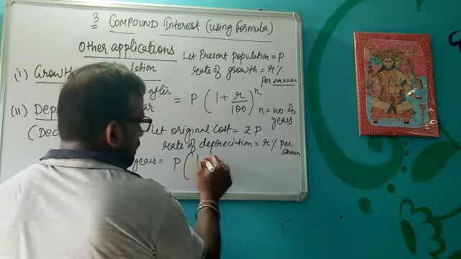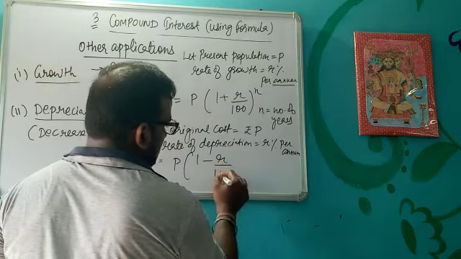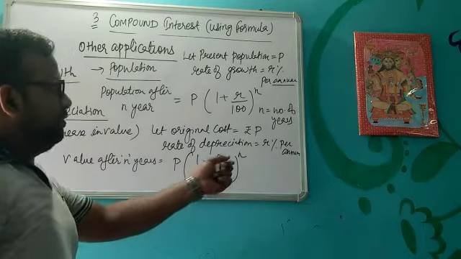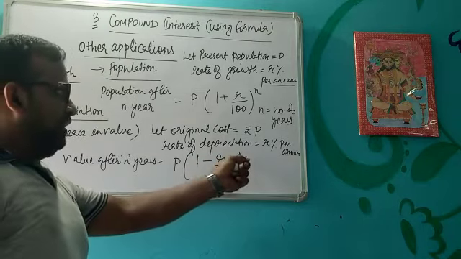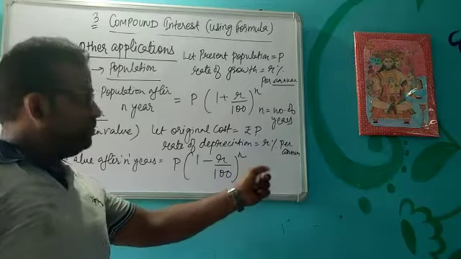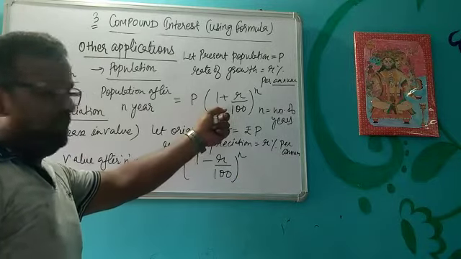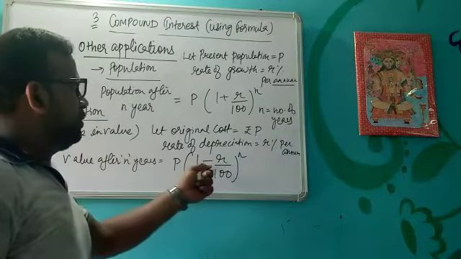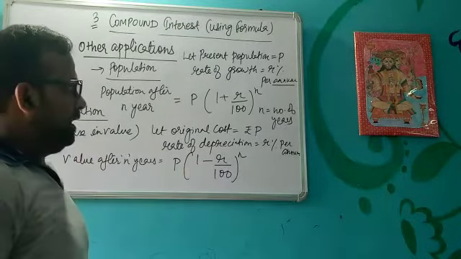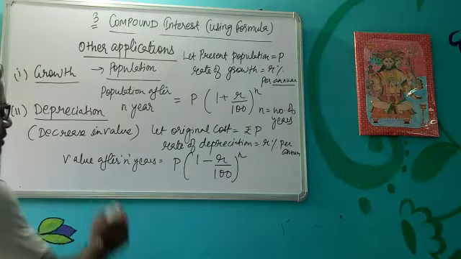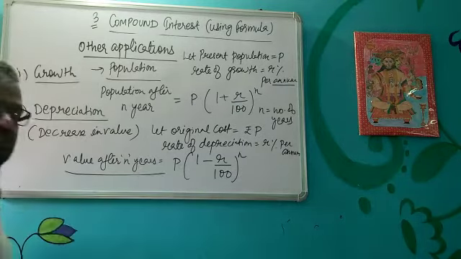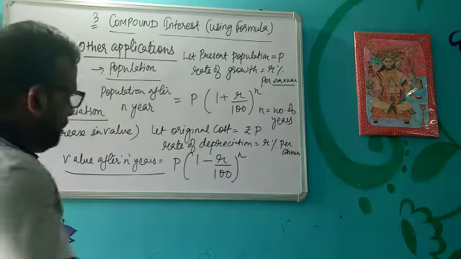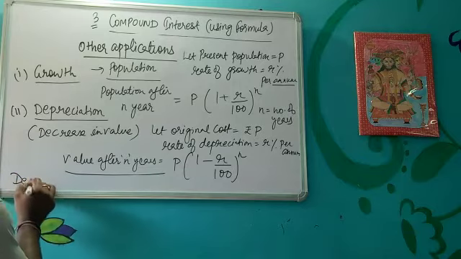P into 1, and here we will use the minus sign. Why are we using the minus sign? Because the value is decreasing after every year. If it is increasing we use the plus sign, and since it is decreasing, we use 1 minus R upon 100 to the power n. So this will be the value after n years. In the earlier case we were calculating the compound interest; here we will calculate the depreciation.